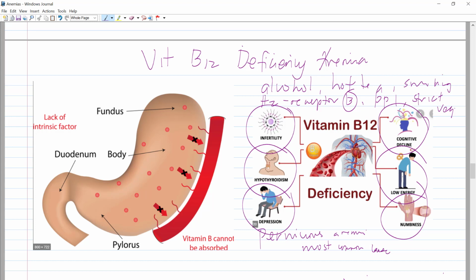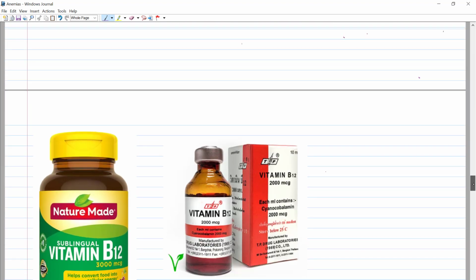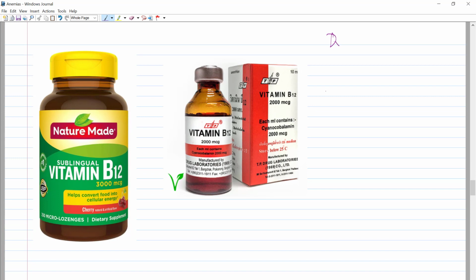Now, with the diagnostic studies for a patient who has vitamin B12 deficiency anemia, you really have to check the vitamin B12 levels, because we have to know how severe this disease process is. We also have to check the folate levels again, as we discussed in folic acid deficiency, and the anti-intrinsic factor antibodies.